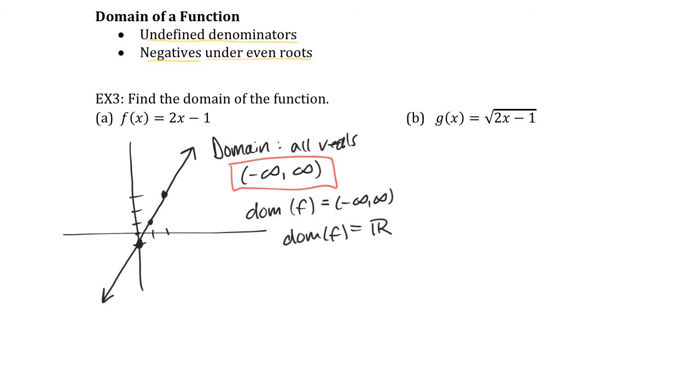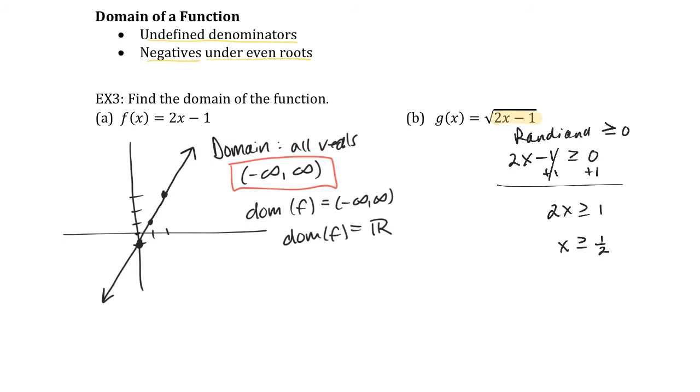Okay, now on this one, there's going to be some restrictions because we don't want to take a square root of a negative number. So what we do to make sure that doesn't happen is we take the radicand, whatever you're taking the square root of. It can be 0, that's fine, or anything bigger. So it can be 0 or positive. So we just take whatever's under that square root, that radicand, and set it greater than or equal to 0, and then just solve that inequality. So we would have 2x minus 1 greater than or equal to 0, and dividing by 2, we would get x is greater than or equal to 1/2.